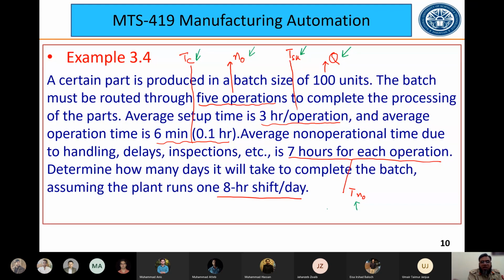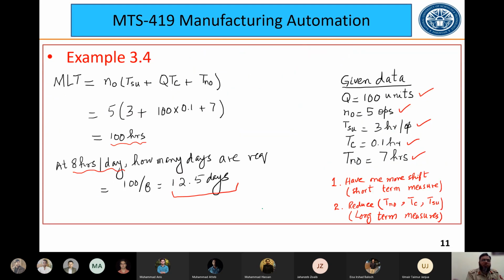Determine how many days it will take to complete the batch, assuming the plant runs one 8-hour shift per day. So it is working in one shift, 8 hours a day. Let us just solve this and see how we can find it out. This is the given data which we have discussed earlier, and this is what we need to find out: the MLT, and actually the number of days required to complete this job.